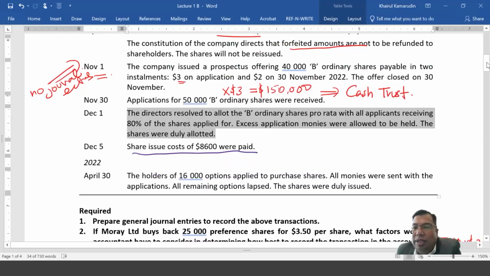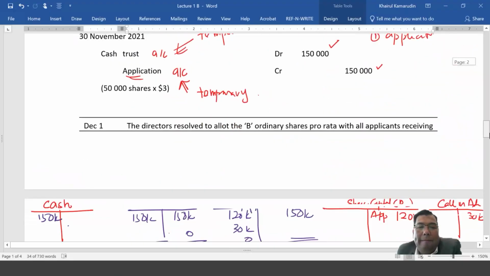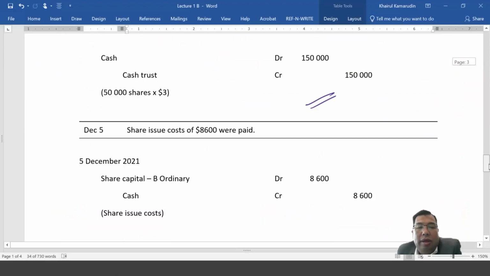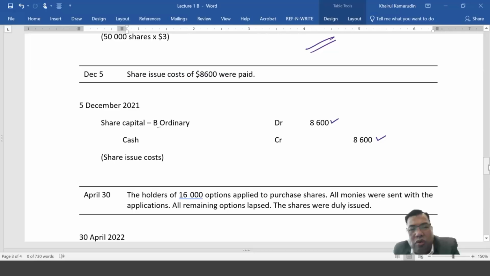So what will be the answer? You're going to debit the share capital account, share capital for B ordinary. The 8,600 will be deducted from the share capital account, 8,600, and the payment, credit cash 8,600. So this is another technique of doing it. But I personally would prefer it to go to the expense account.